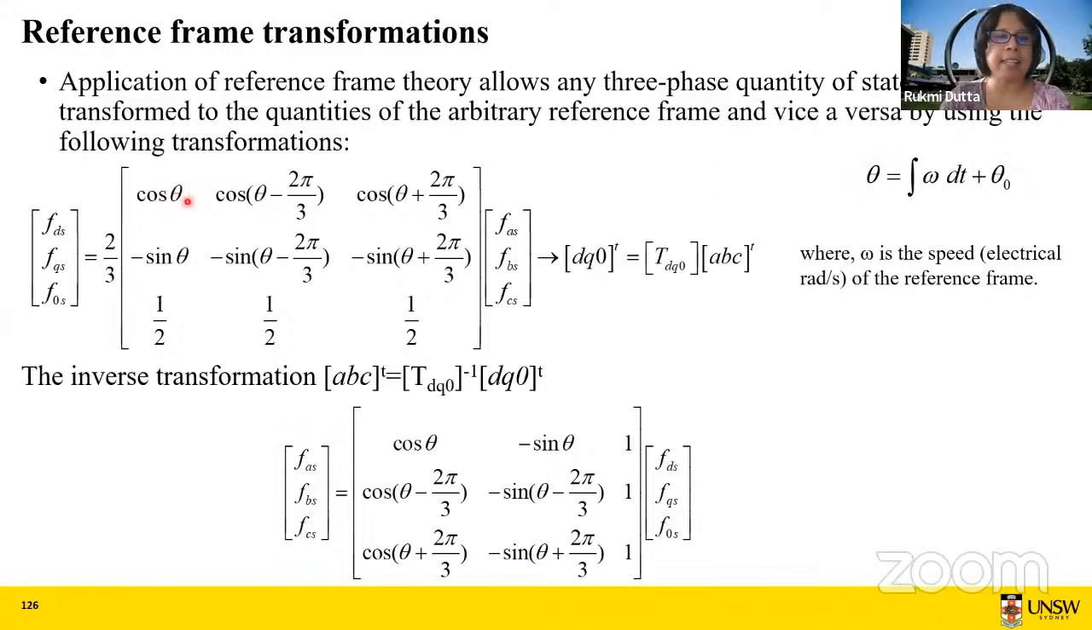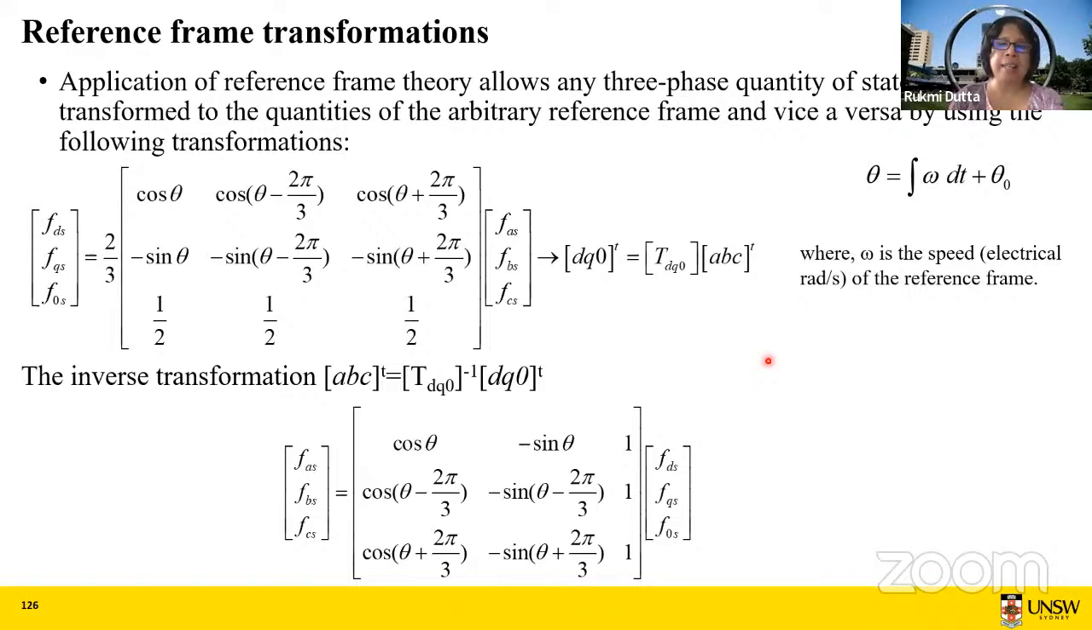Then if you put theta zero in this matrix, obviously you will get certain constant numbers, right? Cos zero will give you 1, sine zero will give you 0, and cos of minus 120 degrees is going to give you minus half, sine will give you root 3 over 2, and so on. So these numbers become constants. That means in the stationary reference frame, the matrix simply becomes a constant matrix, and that transformation is known as Clarke's transformation.